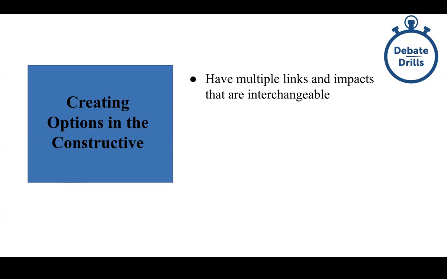If you have two links and two impacts and one link links into one impact and the other link links into the other impact, then you functionally have half as many options, right? Your hands are tied in terms of how you go for these arguments in the round.